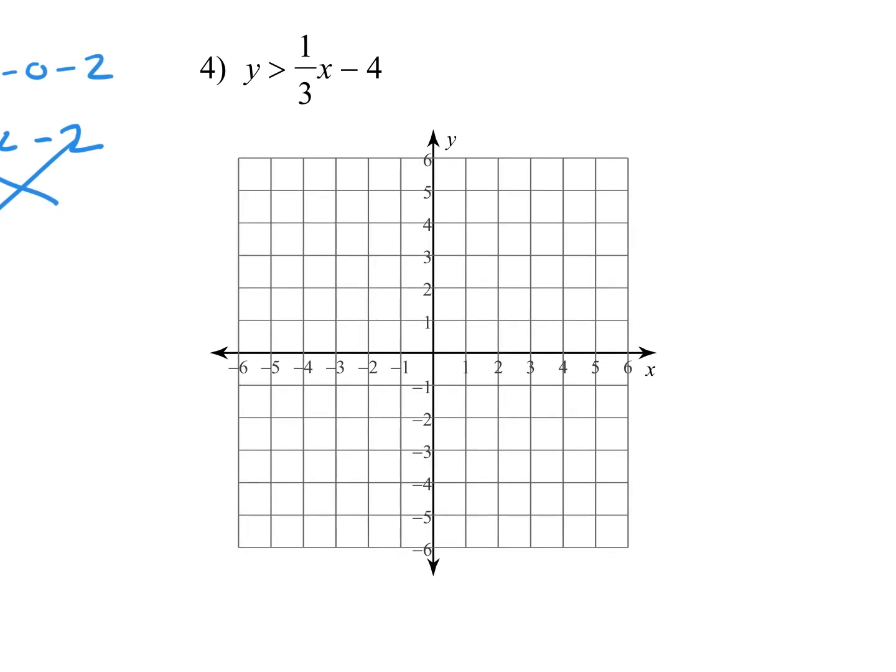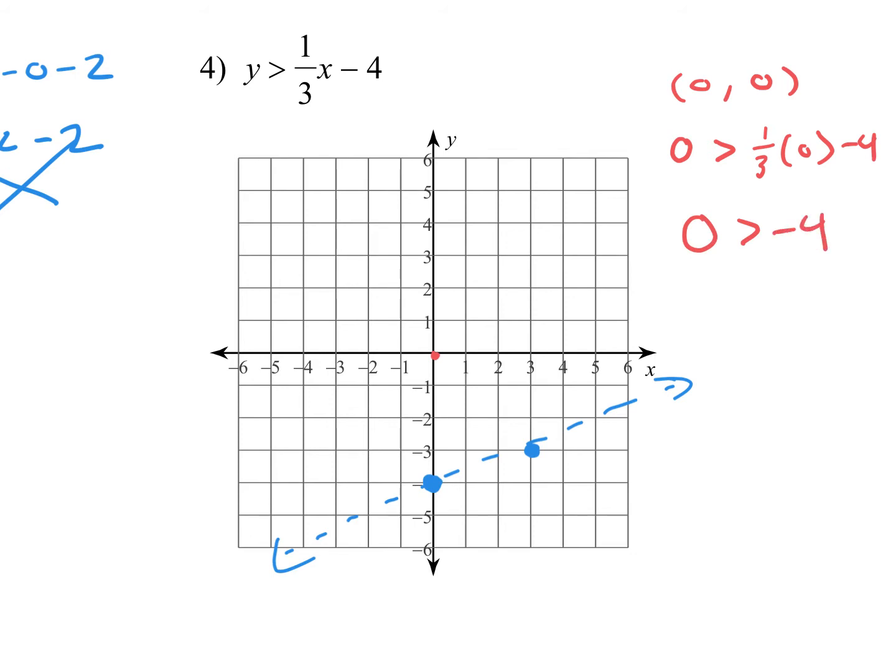Number 4. Where do I start? -4. What's my slope? So I go up 1 and to the right 3. So I have a solid line or dotted line? Dotted line. Now what point should I test to shade? 0, 0. So I'm going to plug in 0 for x and 0 for y. So 0 is greater than 1/3 times 0 minus 4. Is 0 greater than -4? Yes. So where am I going to shade? Above. Over here.